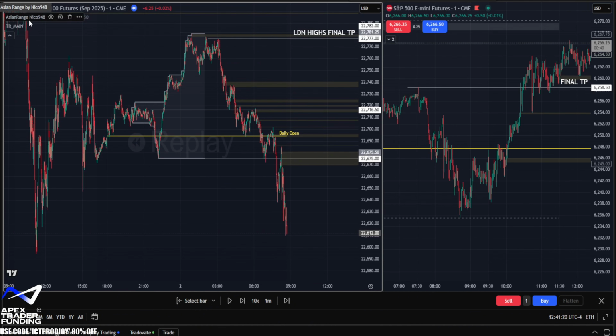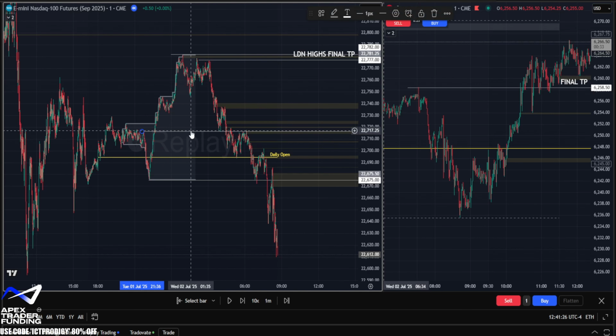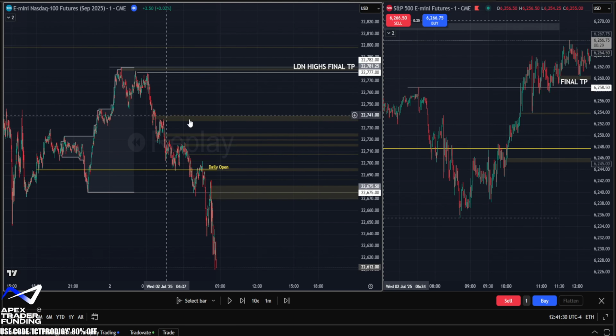indicator called Asian Range by Nico 948. And that's just going to tell you where the Asian session range is. It saves you having to look up the times and stuff. It just saves a bit of time. You don't need to be an expert in the time, and it just makes life easier, okay?